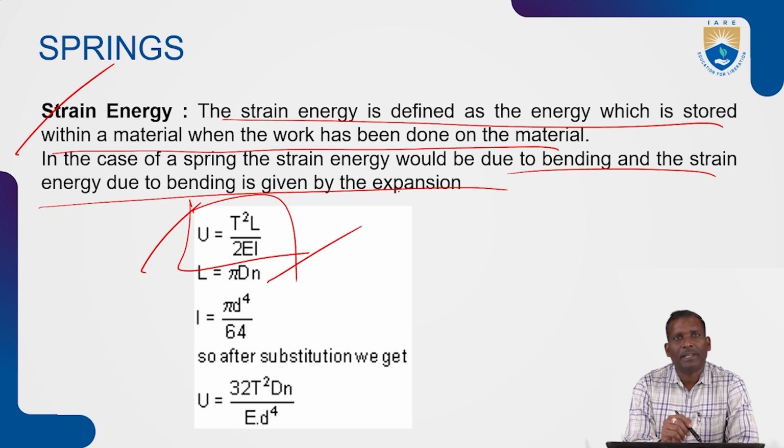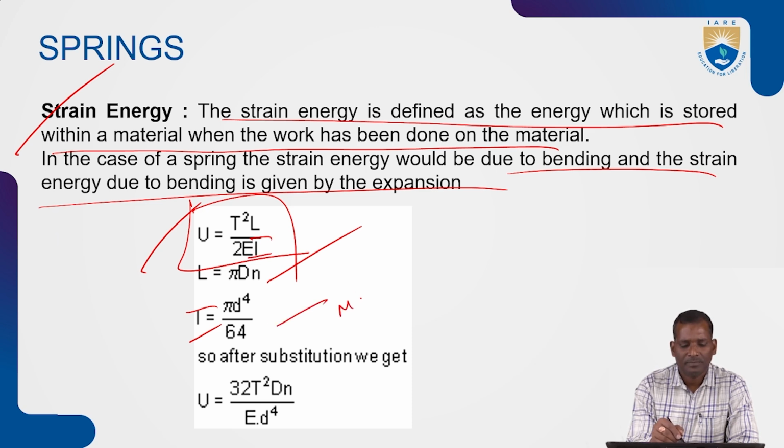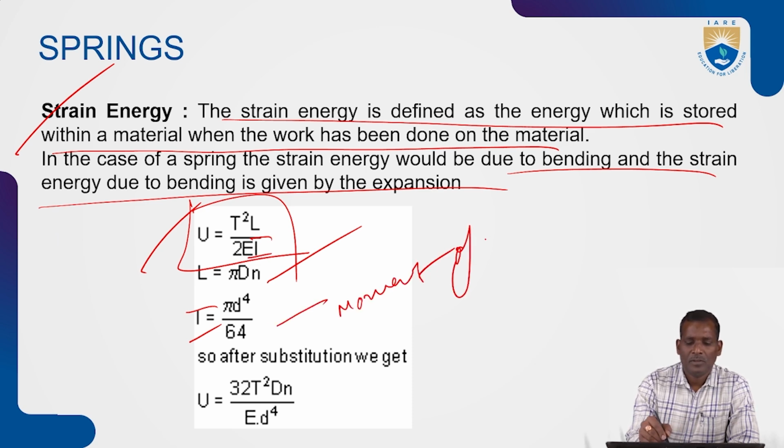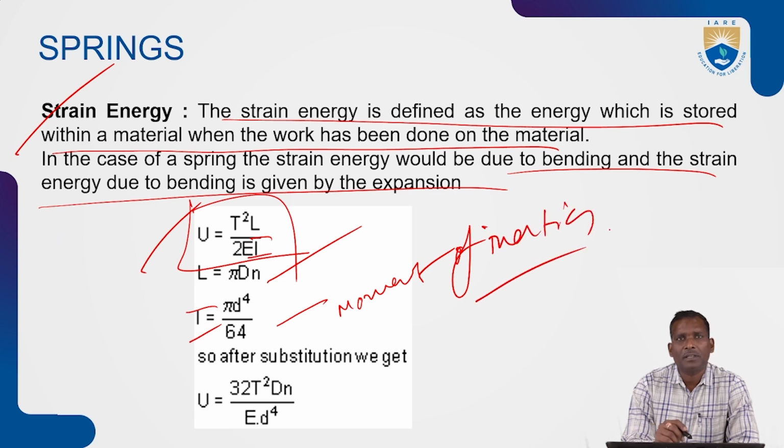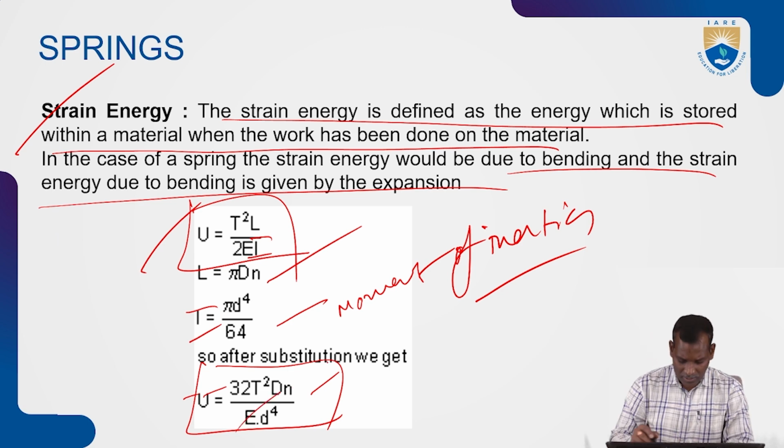What is L? L is pi D N, and I is pi d to the power of 4 by 64, that is the moment of inertia. After substitution, we get the final strain energy 32 T square D by E d to the power of 4 multiplied with N, the number of active coils. T is the torque, D is the coil diameter, small d is the wire diameter, and E is the modulus of elasticity.